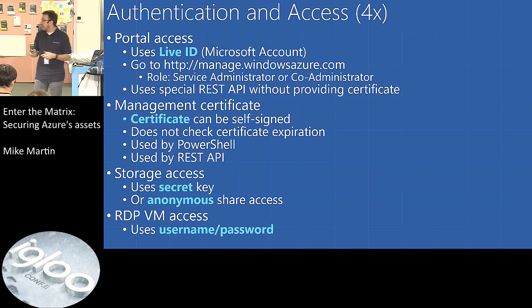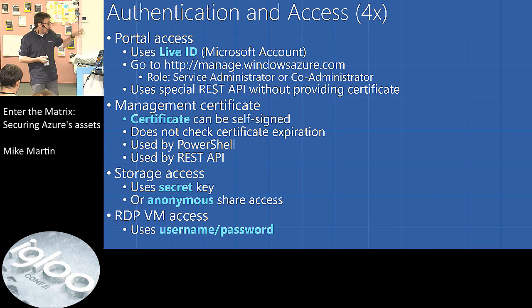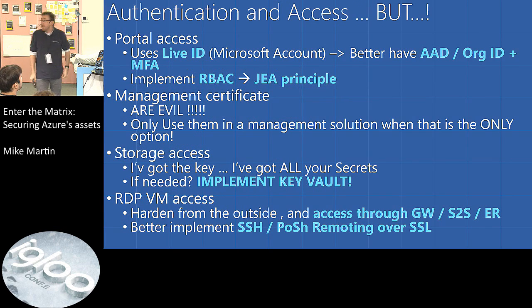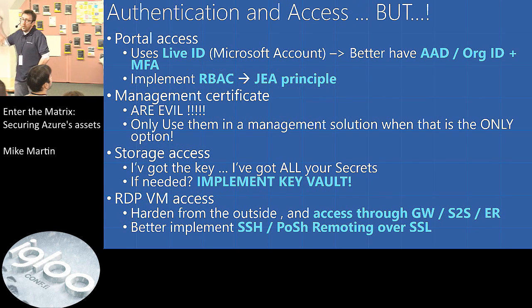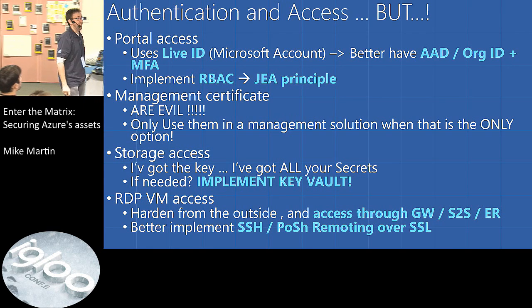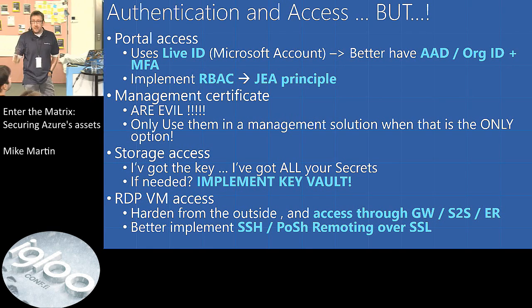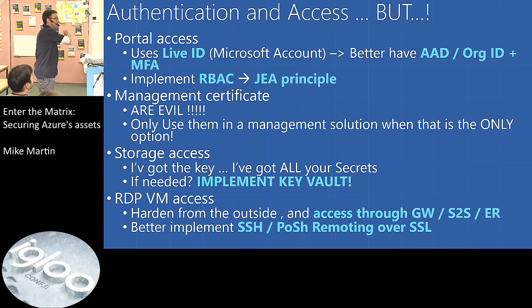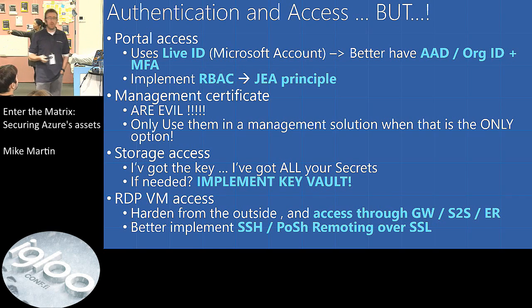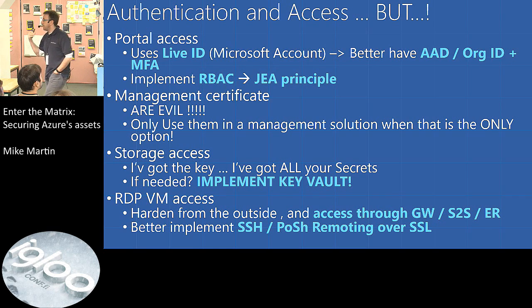It's a primary and secondary. And you can have direct RDP access. So those are the things that are basically being used. But try to avoid Live IDs. Try to integrate your organizational accounts. Implement RBAC, like my dear friend explained yesterday. Role-based access control, and this is based on the JEA principle, just enough admin rights. Try to narrow it down as much as possible.